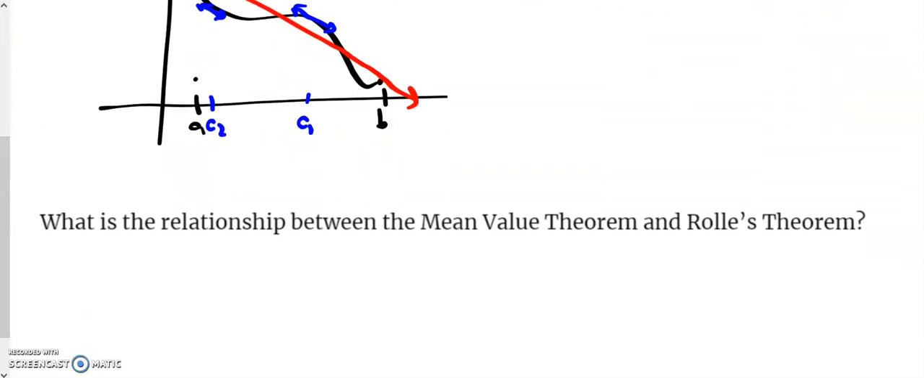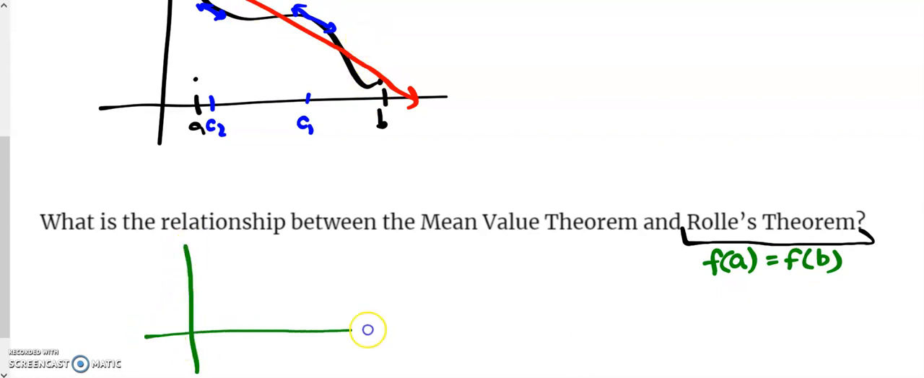What is the relationship between the mean value theorem and Rolle's theorem? So the mean value theorem is the more general case. Rolle's theorem adds on the caveat that f of a is equal to f of b. So that would be in the if part of your if-thens. Well, if this is true, then when you go to do f of a minus f of b, here's f of a, here's f of b that are equal. So the slope of the secant line is going to be 0, which means there's a horizontal tangent somewhere along the way.